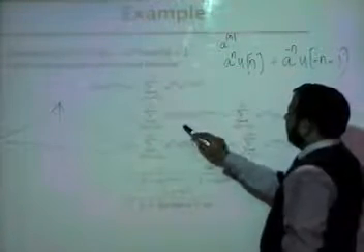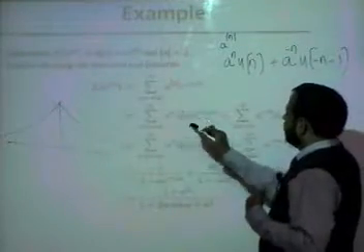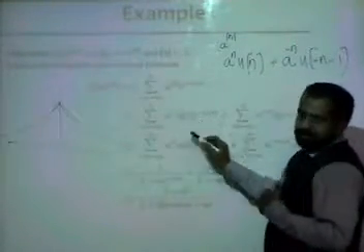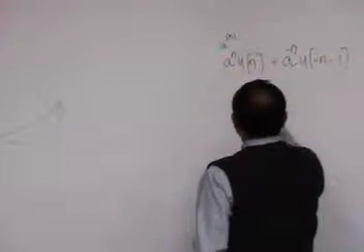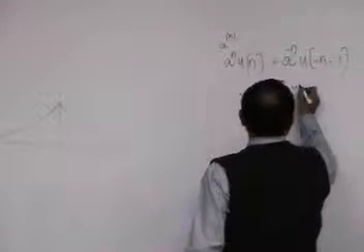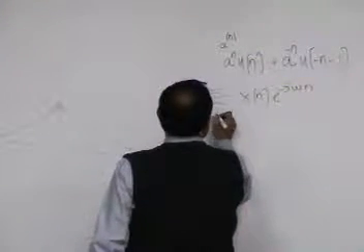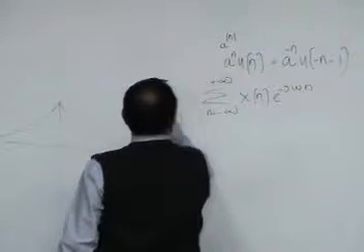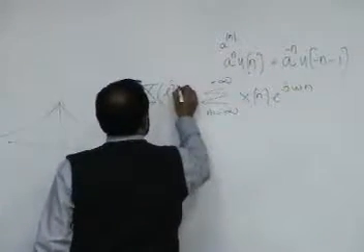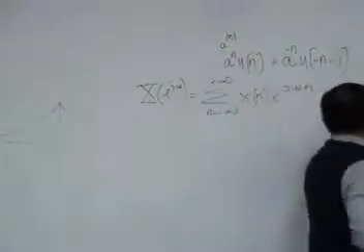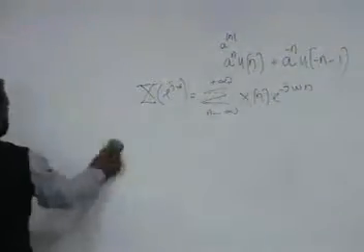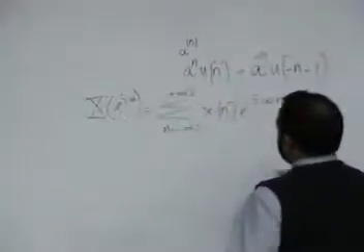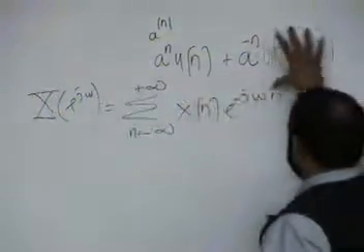A of n u of n plus a of minus n u of minus n minus 1. You put it in the formula, and the formula says x of n exponential minus j omega n. So if I compute the Fourier transform, I know the formula is the sum of x of n exponential minus j omega n, where n goes from minus infinity to positive infinity. So we put both parts. This part says a of n u of n, and then this part separately.